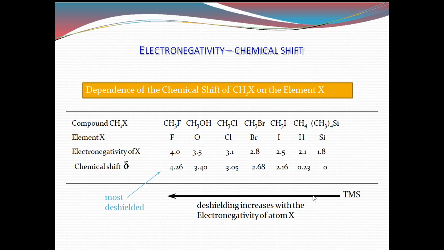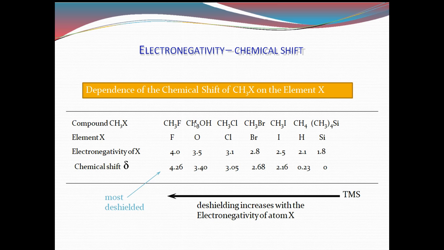But if the proton is surrounded with electron withdrawing groups, what will happen? Electron withdrawing groups will take the electrons from the proton, so the proton is less shielded, and it shows the NMR spectrum at a lower magnetic field strength.